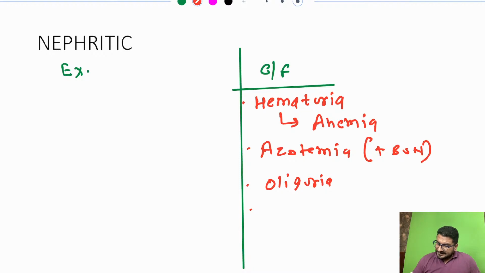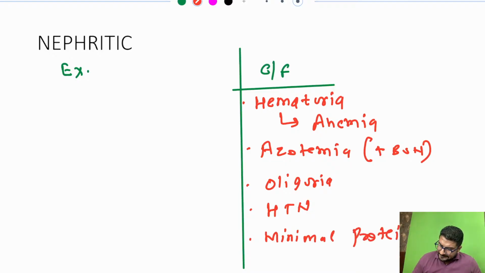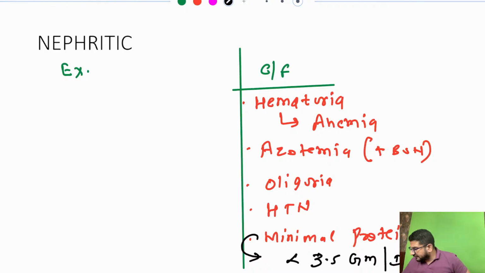Then because toxins are building in the body, patient BP may increase. You can see hypertension. And here also you can see a minimal proteinuria. Minimal means, in nephrotic, proteinuria is more than 3.5 gram per day. Here you will see proteinuria, but this proteinuria is not more than 3.5 gram. This is less than 3.5 gram per day. Done? So proteinuria you will see, and this proteinuria will be generally less than 3.5 gram per day.